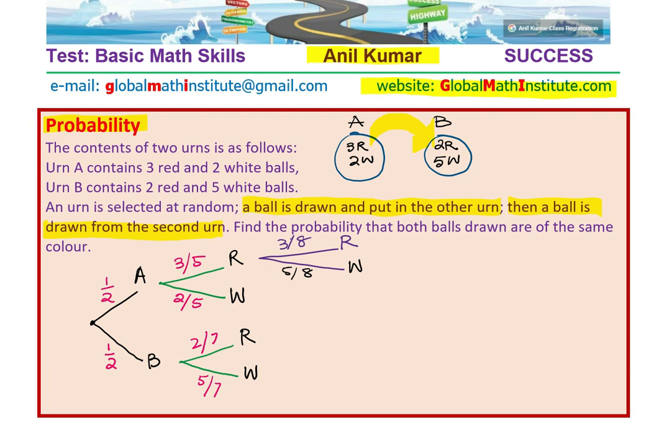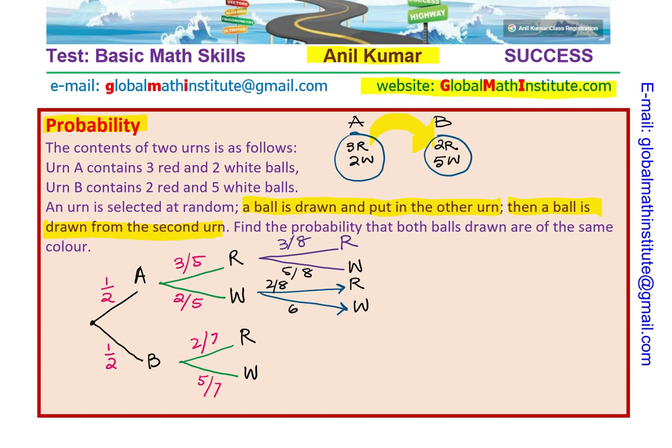So let's follow the same procedure and see what happens if white was taken out from A. In that case, what was the scenario? If white was taken from A and placed into B, B will have 6 whites and 2 reds. So the probability for red will be 2 out of 8, since there are only 2. But as far as white is concerned, it becomes 6 out of 8. Is that clear to you? Correct. Now let's continue with the other set.